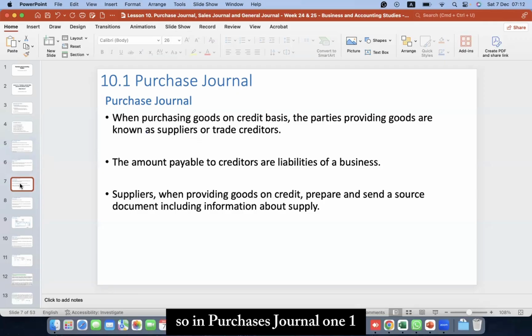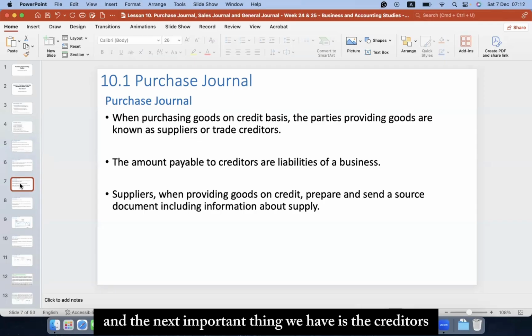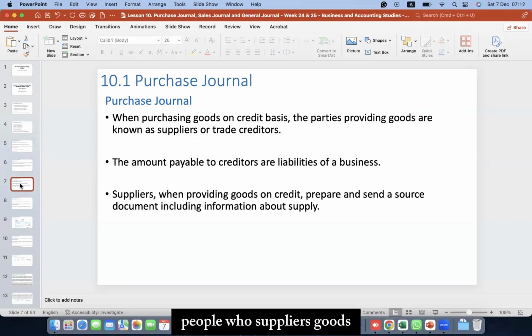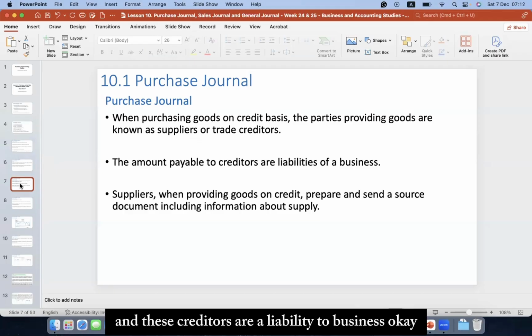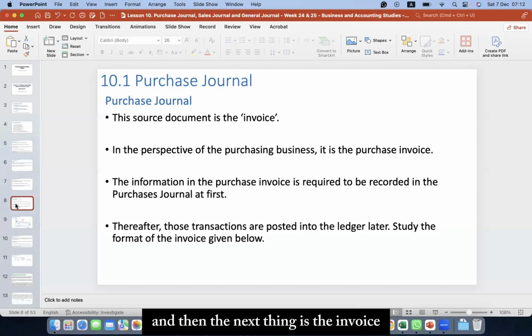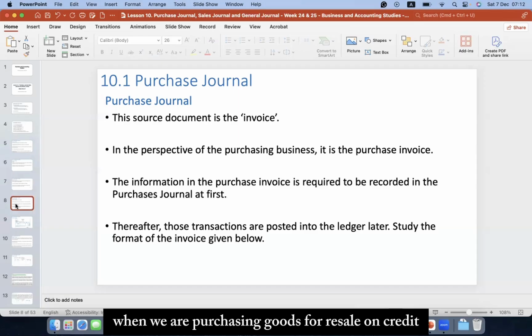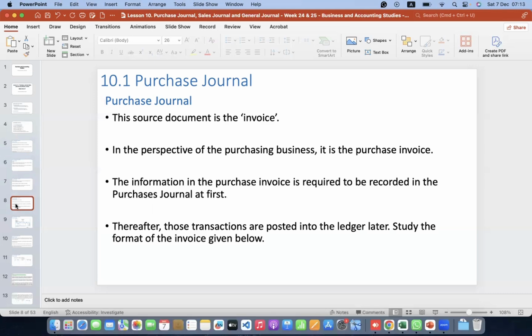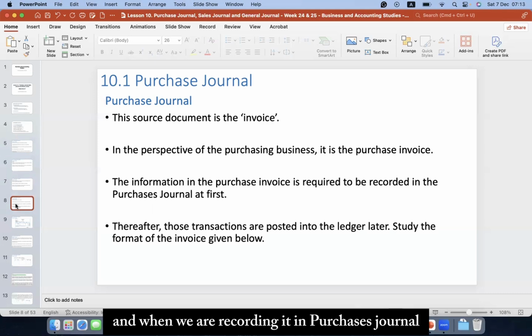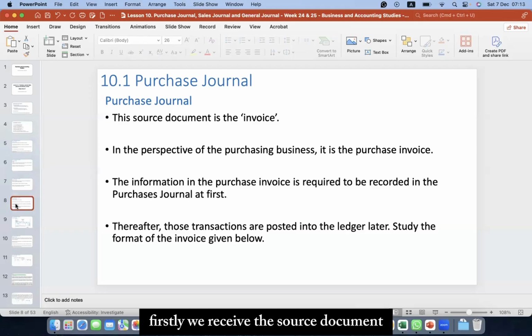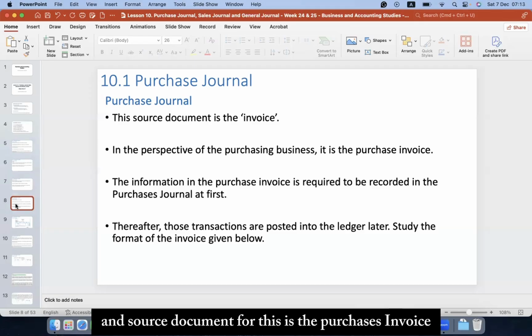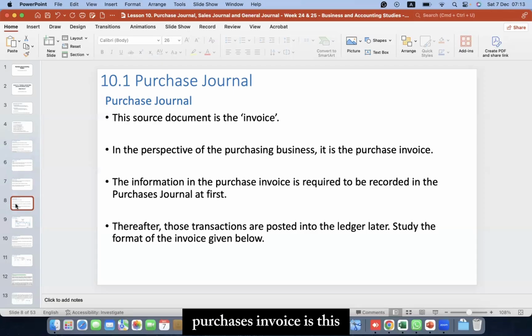So in the purchases journal, one thing we have is the purchases, and the next important thing is the creditors. People who supply us goods will be creditors, and these creditors are a liability to the business. And then the next thing is the invoice. When we purchase goods for resale on credit and record it in the purchases journal, firstly we receive the source document. The source document for this is the purchases invoice.